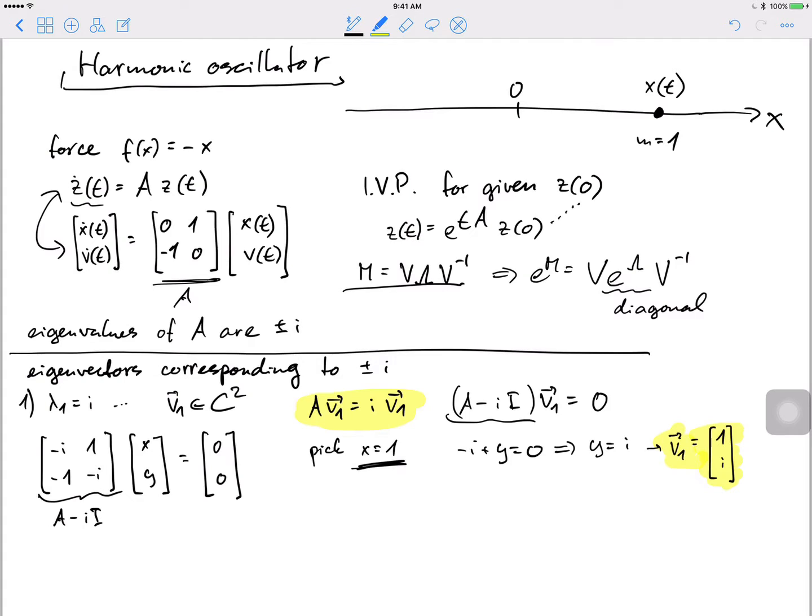So let's do another one, because that was for the plus I, right? We need to have the other one for the minus I. So lambda 2, the second eigenvalue, is minus I, right? So again, I do A minus, so that will be plus I identity. Let me write it separately. The matrix will be I, 1, minus 1, I, right?